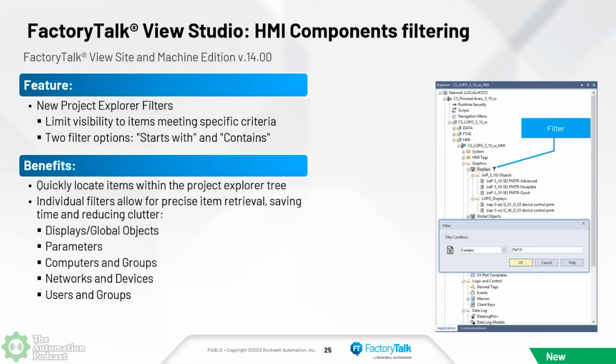So where does the filter apply? It will be on displays and global objects, parameters, computers and groups, network and devices, and users and groups. Sorry, I think I said that before. It was computers and groups and users and groups. So you access it through the little funnel there on the side of displays? How do you pull this up? You click on that little funnel symbol? Yeah, on the little funnel symbol that you have there, a filter. Okay. Nice.